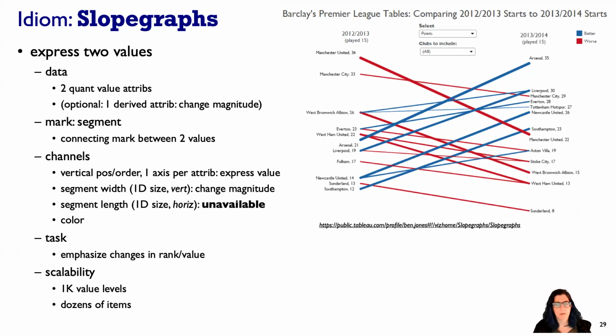So, unsurprisingly, the task is to emphasize changes in the rank or the value. For scalability, we could have 1,000 different value levels up and down, and let's say dozens of items. It starts getting very, very cluttered if you go to hundreds of these lines.